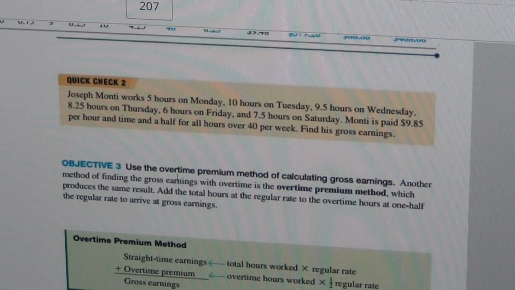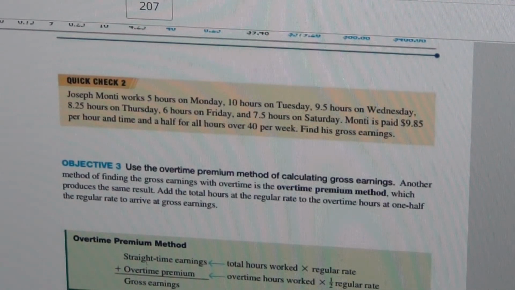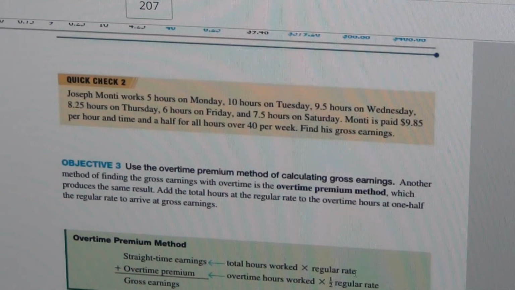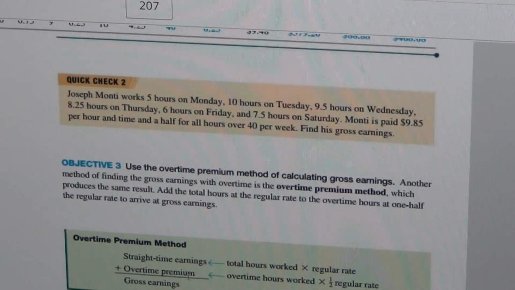There's another way, which is quite interesting, that we're actually exposed to. I don't know of anybody that actually does this, but what you could do is take the straight time earnings, which is the total hours worked times the regular rate. So take all of the hours worked, whatever the number of hours for the whole week, do that. Then figure out what that is at the regular rate, and then add to that what they call an overtime premium, which is the half.